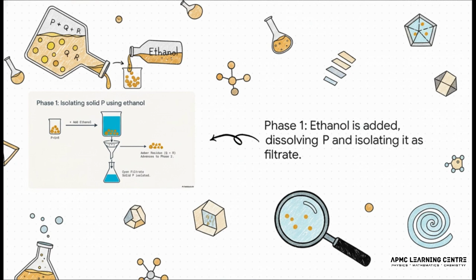Okay, phase 1. We add ethanol to our three-part mixture. Now, based on what we know, only P dissolves in ethanol. So we filter the whole thing. Solid P goes right through the filter paper, becoming our filtrate. We've isolated our first solid. And what's left behind on the paper as residue? Solids Q and R, stuck together. But we're not done yet.